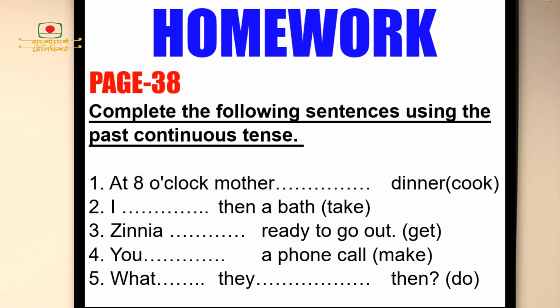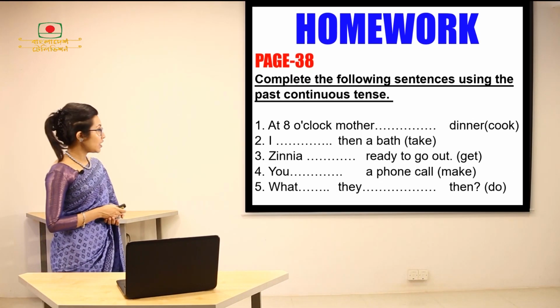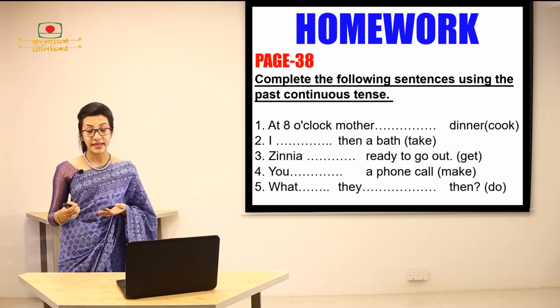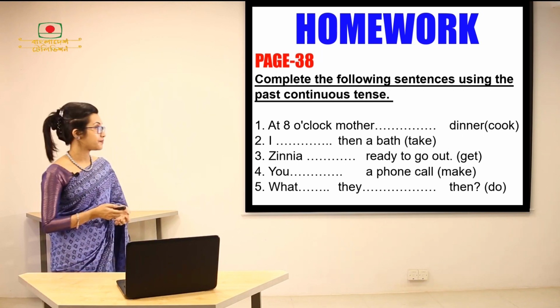I dash then a bath, take, the verb is given. Genia dash ready to go out, the verb that had been used here is get. You make a phone call, what dash they dash then do. So the last sentence that has been used here, it has a question mark at the end. That means you have to follow the structure of interrogative sentence.